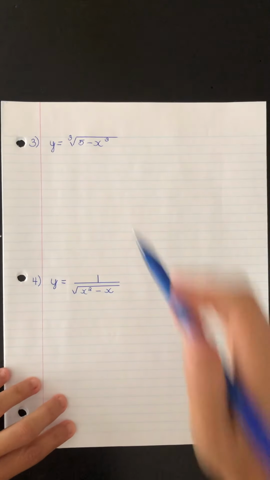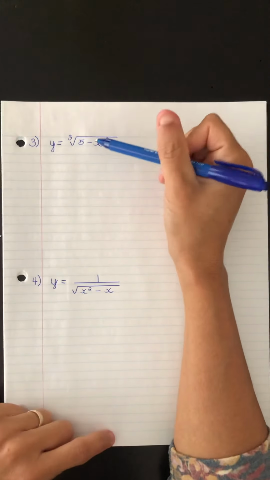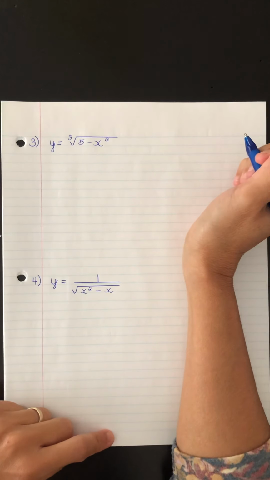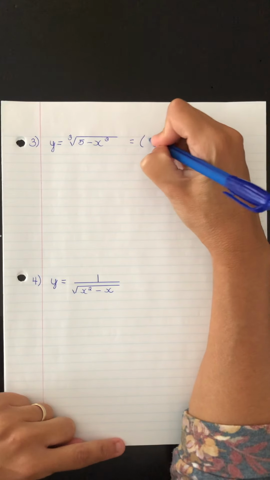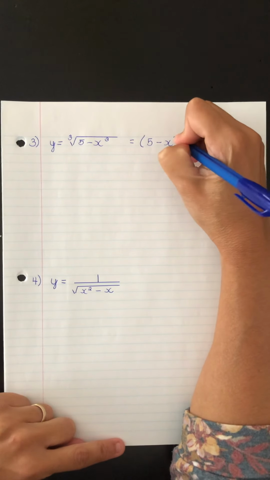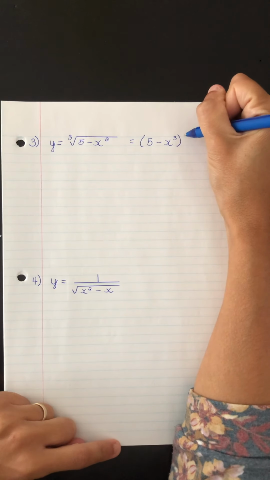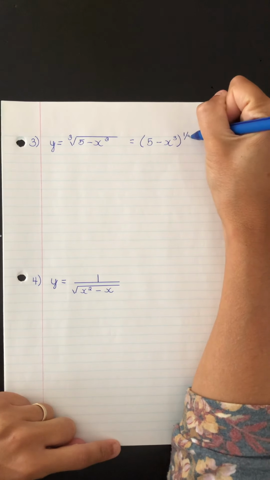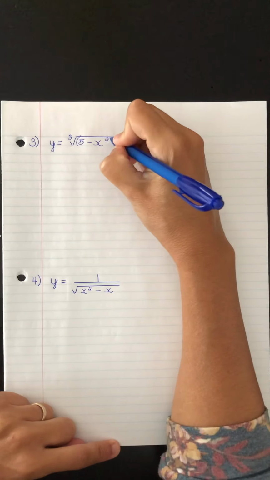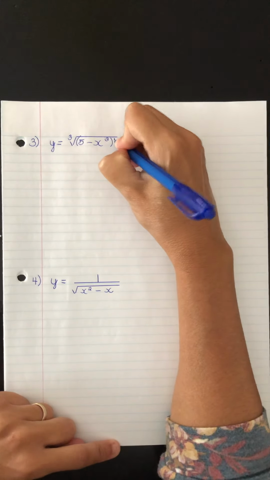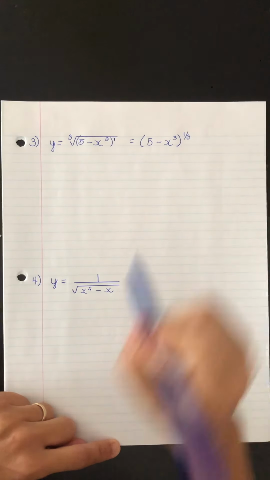Okay, so here we go. Here is our third example. We have the cube root of the binomial 5 minus x cubed. So we begin by eliminating the radical. Remember that the fractional exponent here will be 1/3. The implied exponent on the binomial here is a 1. So we get 1/3 for the fractional exponent.